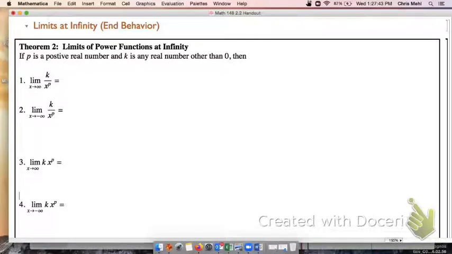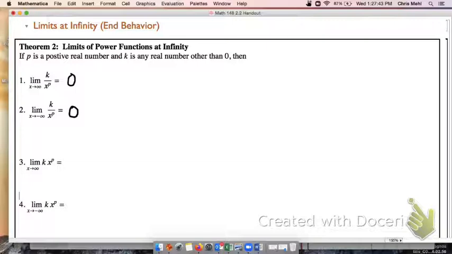For the first two, if I look at the limit as x goes to infinity or minus infinity of k over x to the p, it's going to turn out that both of these limits are just going to be 0. The numerator is k, which is a non-zero number, and if x is going to infinity, the denominator is getting bigger and bigger. Anytime the denominator gets bigger and the numerator stays the same, that fraction is going to be approaching 0.